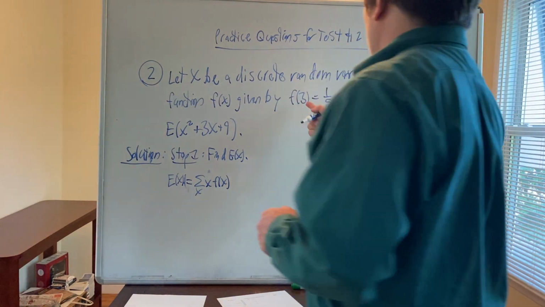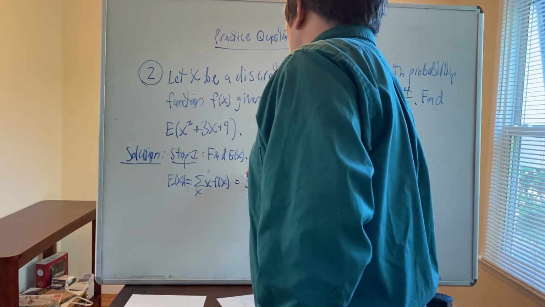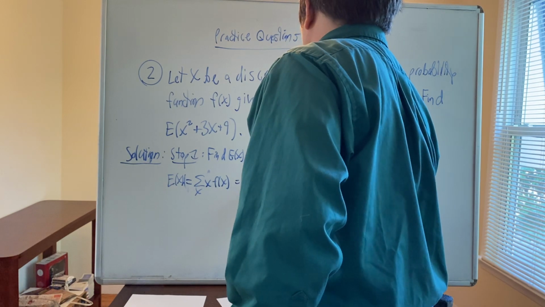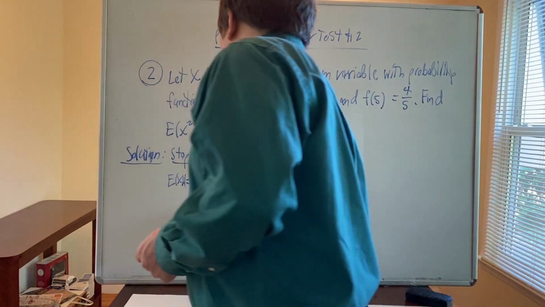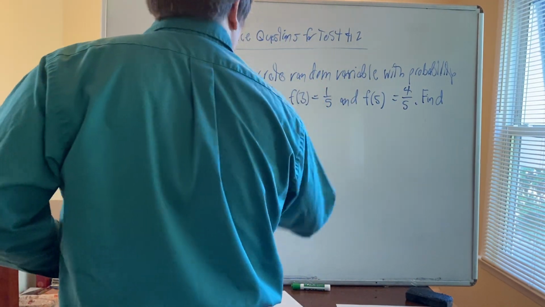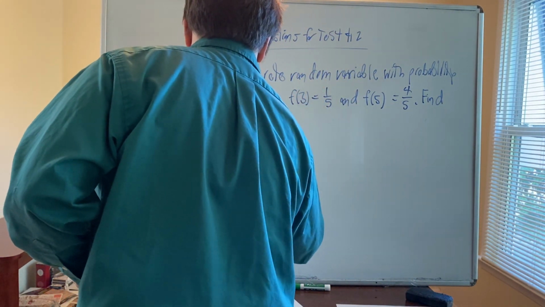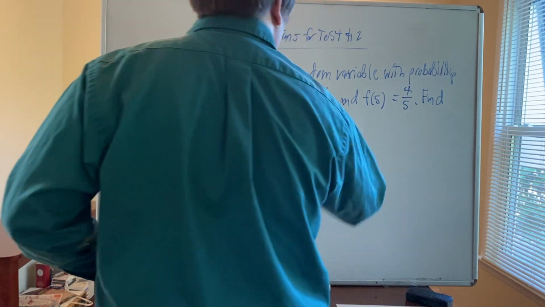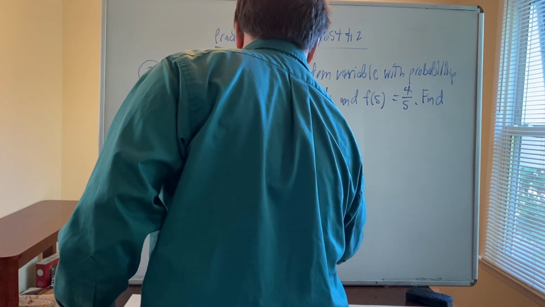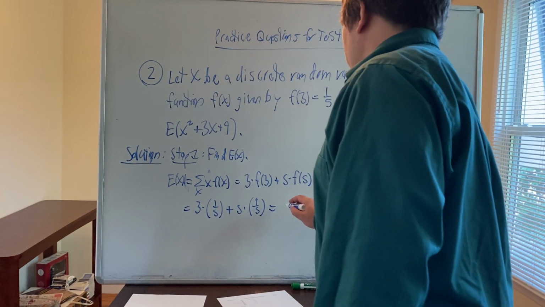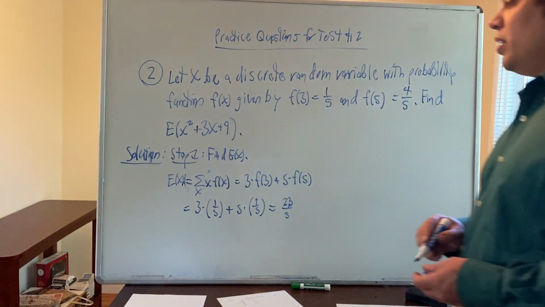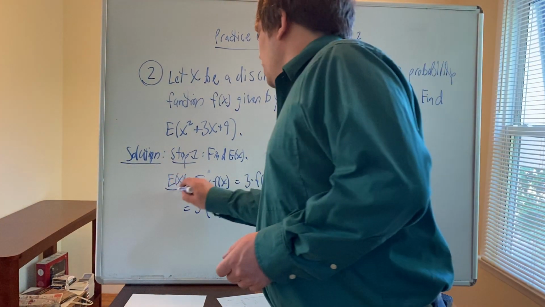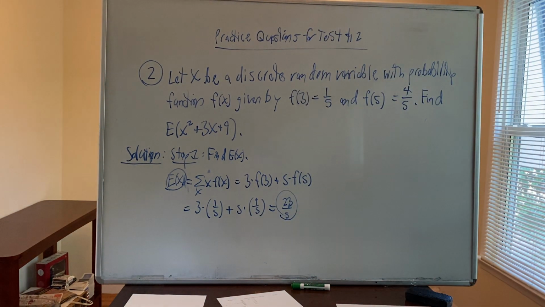So the possible values of x are 3 and 5. So this is going to be 3 times f of 3 plus 5 times f of 5. That's equal to 3 times 1/5 plus 5 times 4/5, which is 3/5 plus 20/5, that's 23/5. So the expected value E of X is 23/5. So step 1 is done.